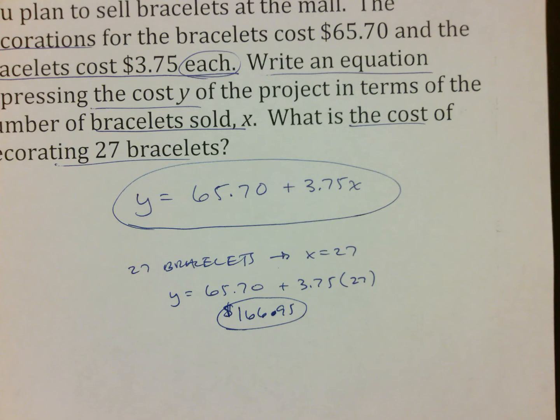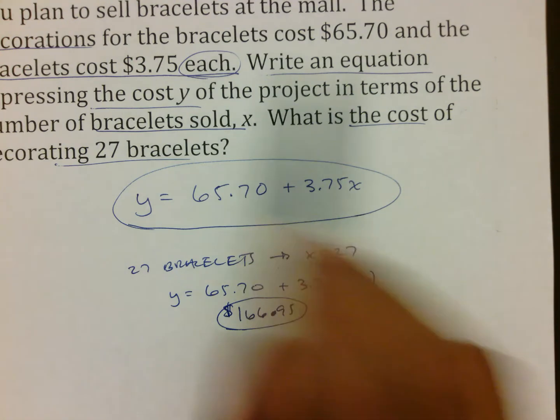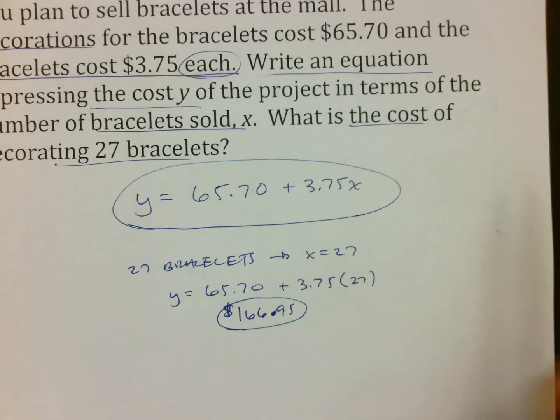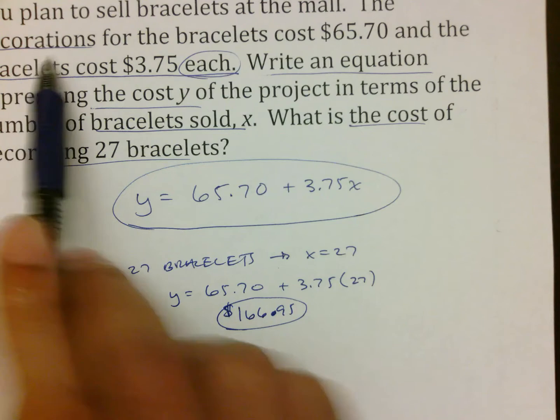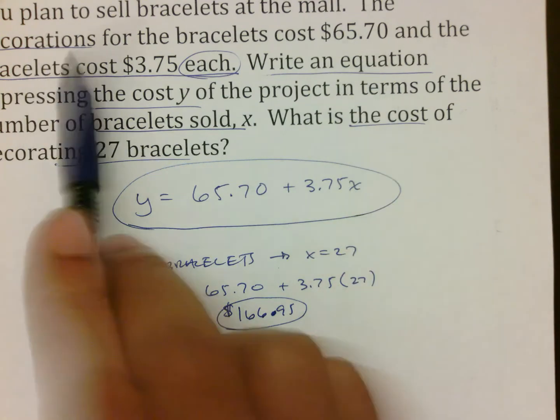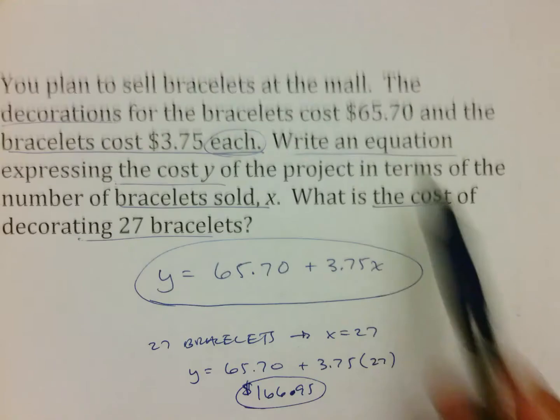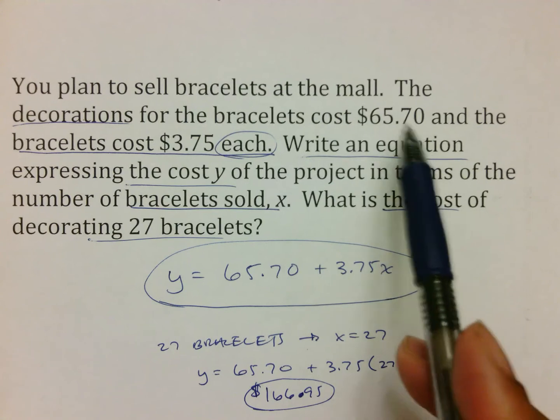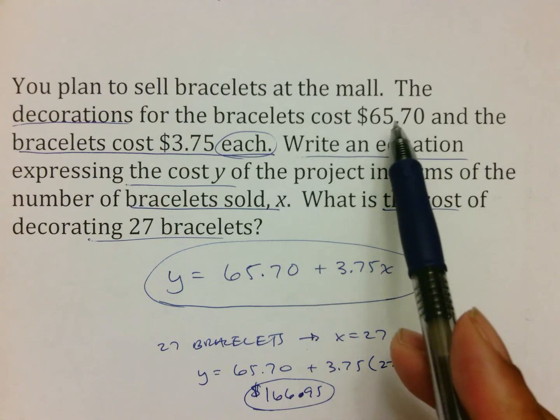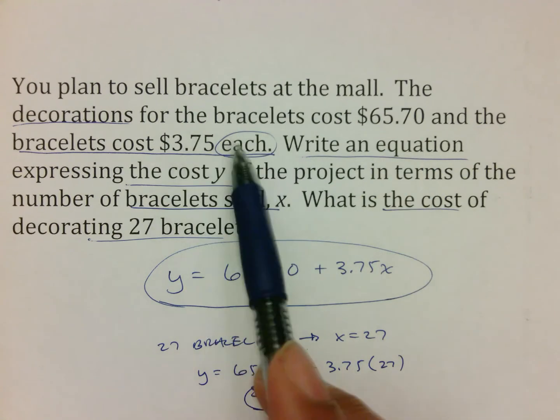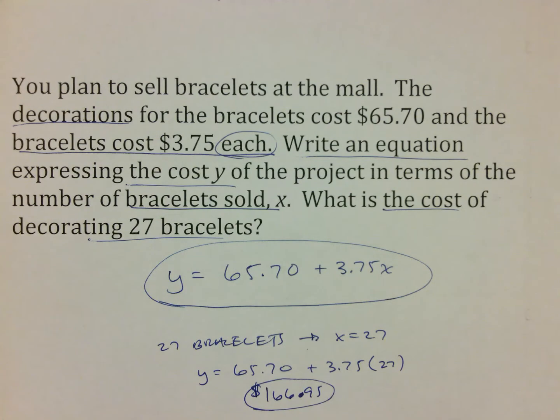Okay. So again, identify the word each. Make sure you read it carefully. Any problem like that where they're buying decorations, that's a one-time thing, and they're going to use those decorations to decorate everything. So they're not going to spend $65.70 more than once, but they're going to spend $3.75 every time something else is purchased, which is why that $3.75 should get an x.